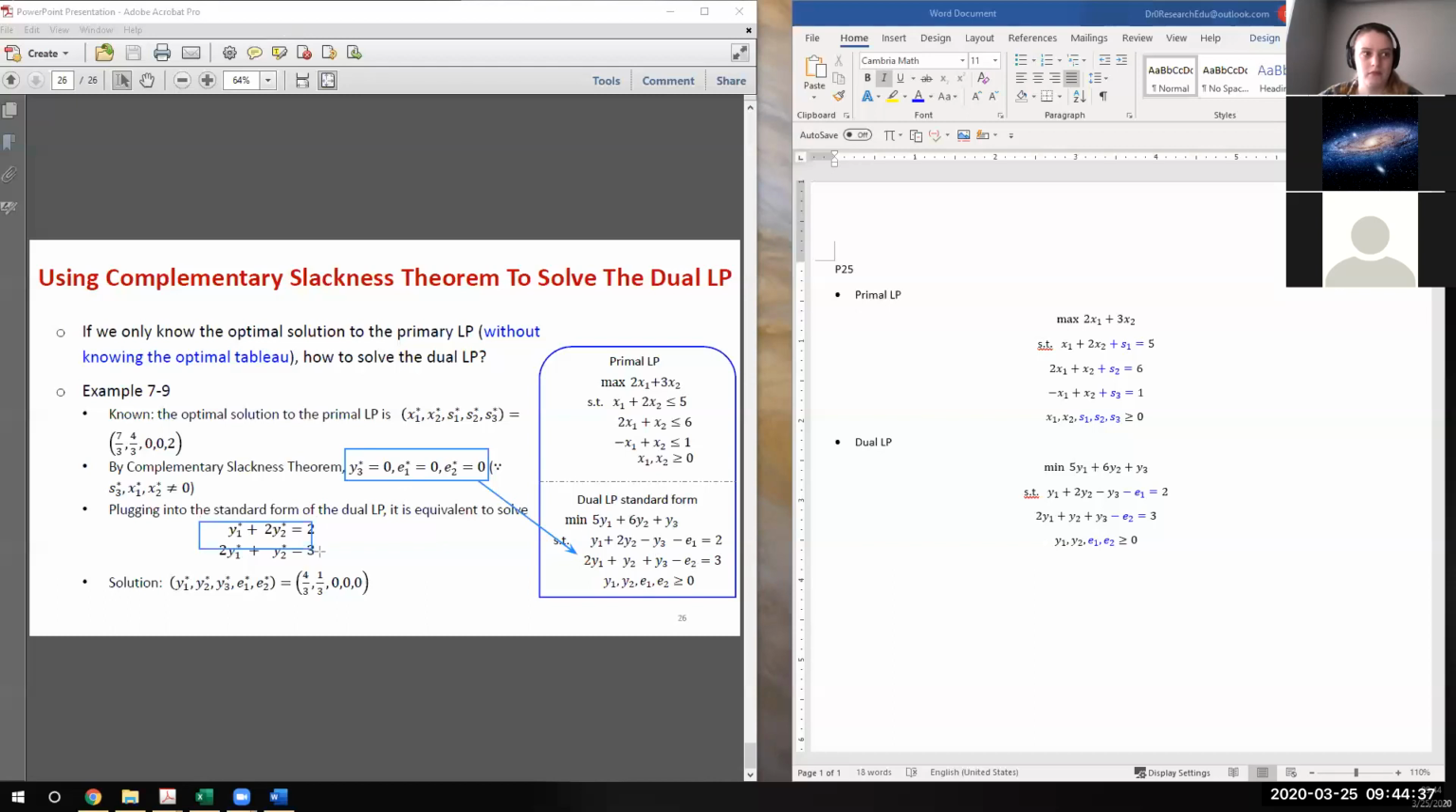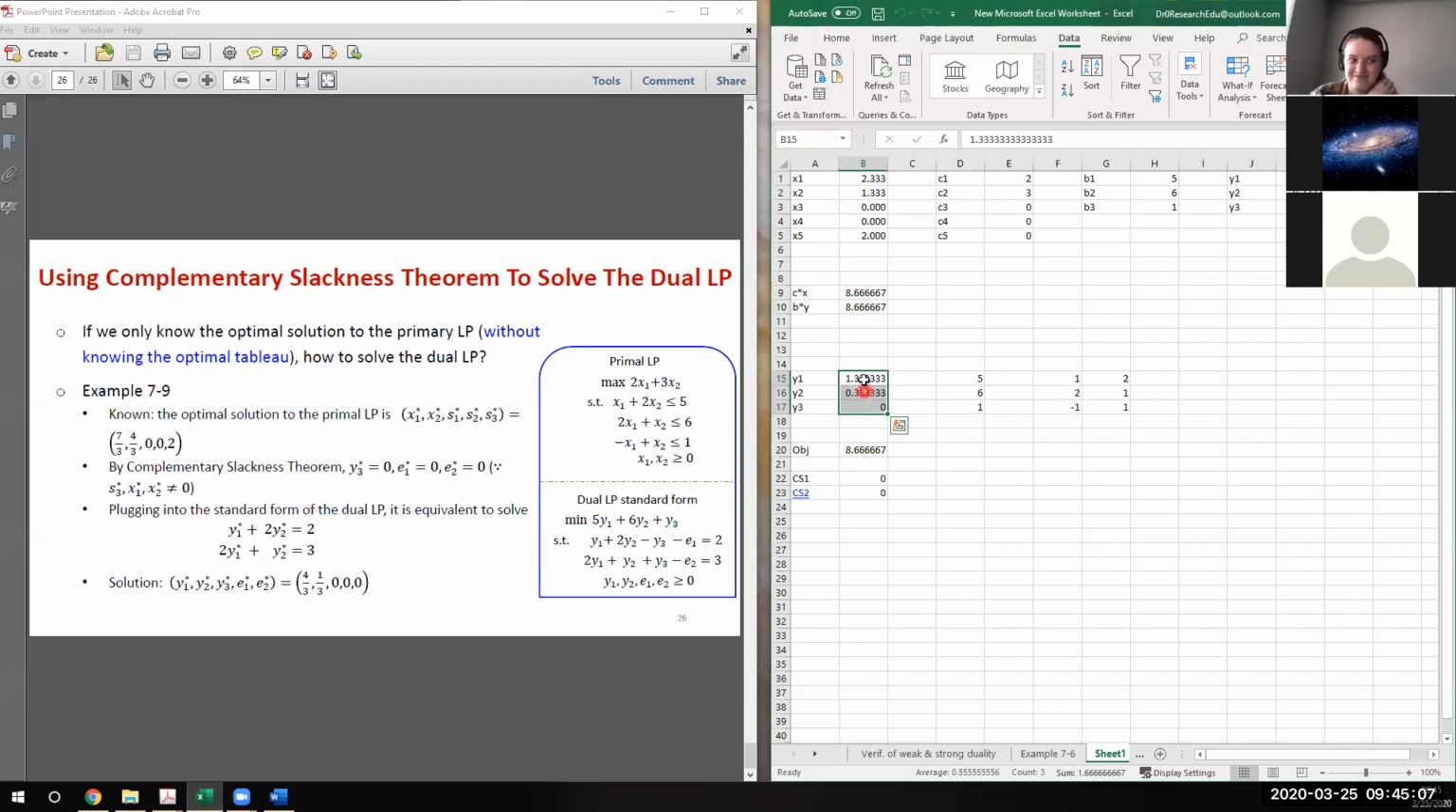This is actually a set of equations, and I believe everybody knows how to solve this set of equations, right? You're going to easily get y1 equal to 4/3, y2 equal to 1/3, and y3 equal to 0, e1 equal to 0, and e2 equal to 0, which is the same as what we just solved here. See, 4/3, 1/3, and 0.